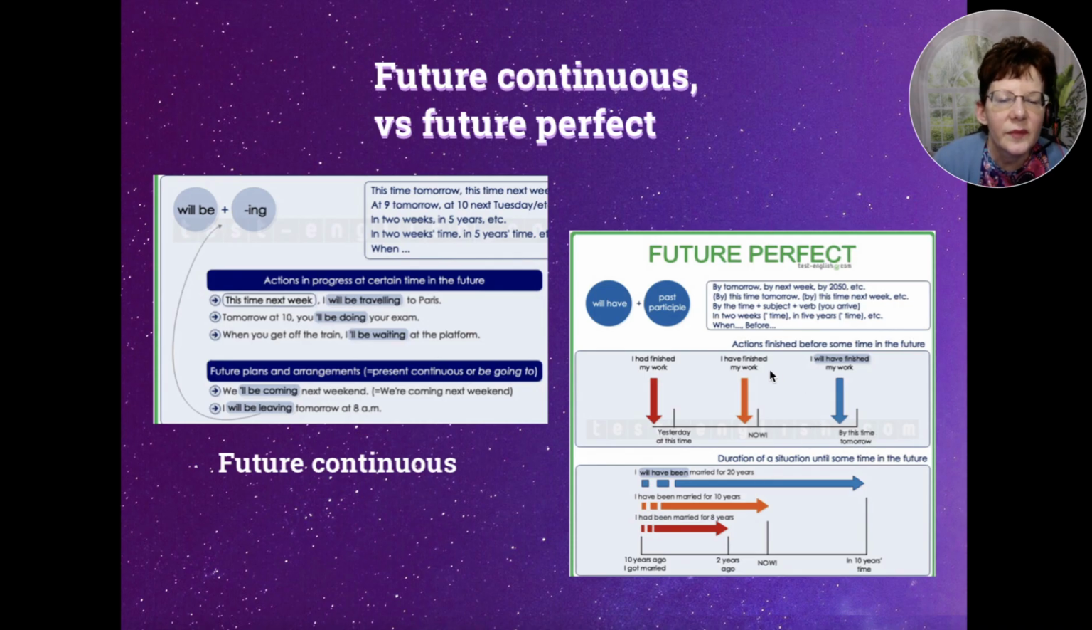Okay, so these are for actions finished before some time in the future, right? By this time tomorrow. It's also for duration of a situation until some time in the future. So, for example, I will have been married for 20 years. So we've got duration of some time here, the 20 years, right? So that's future perfect. This one, of course, is present perfect, and this is past perfect. But we'll concentrate on future perfect and future continuous.